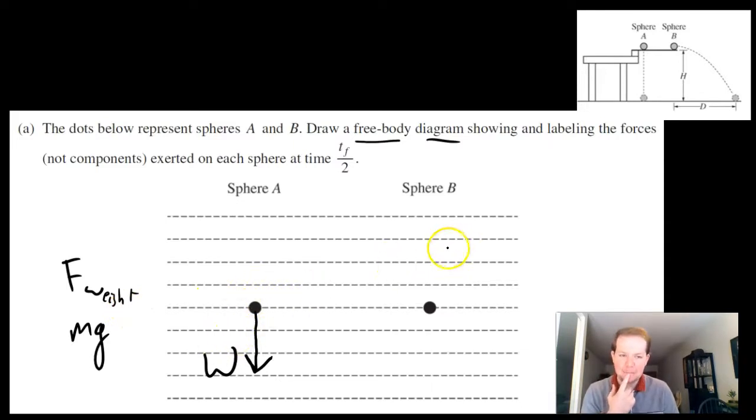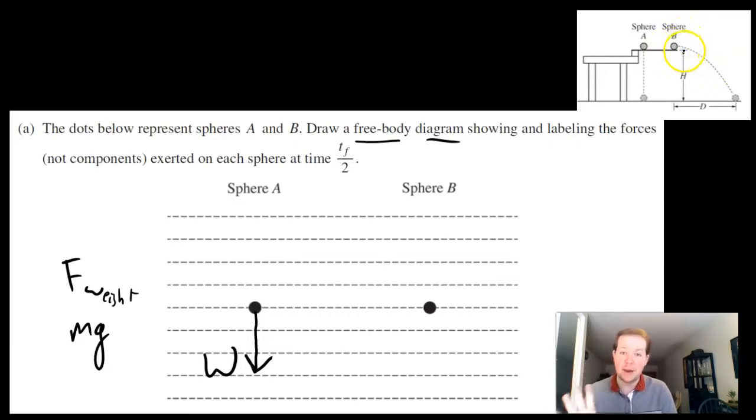Now B was given a horizontal velocity, but I remember projectile motion. It's still an object in free fall. There's no forces, nothing is making it accelerate left or right, especially after, right?